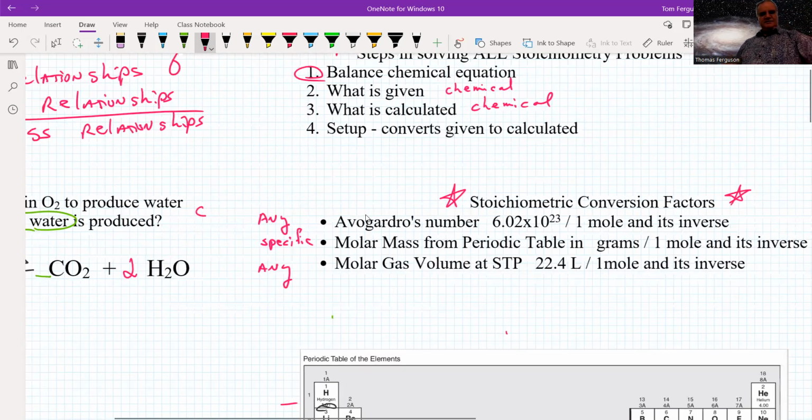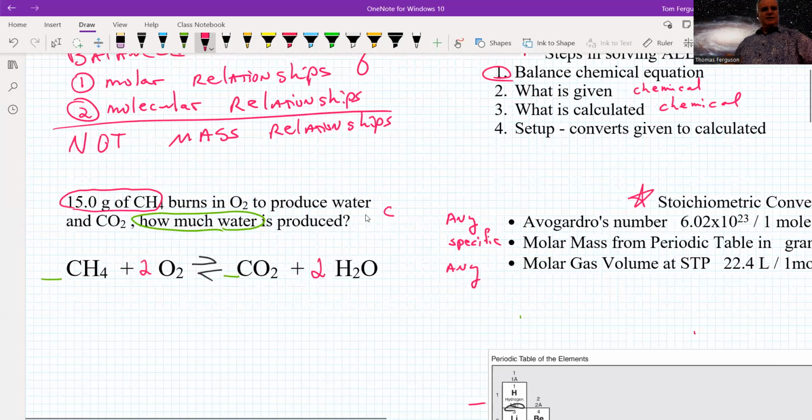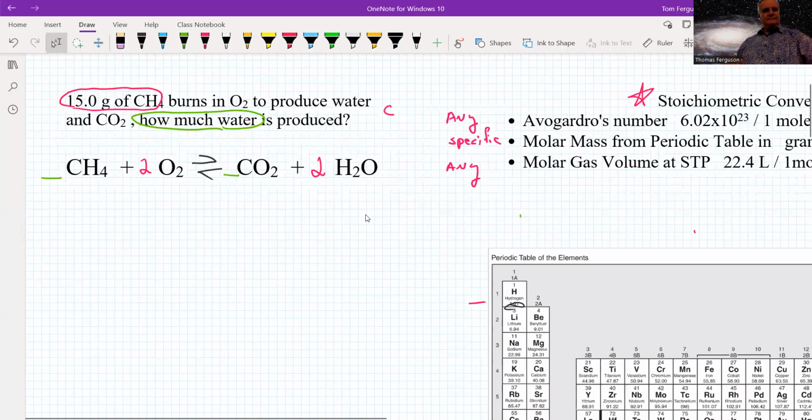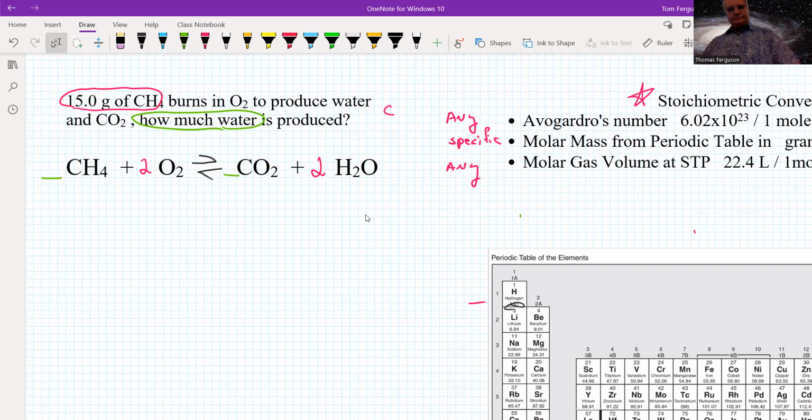Okay, so let's look at a typical stoichiometry problem. We've got 15 grams of methane, CH4. It burns in oxygen to produce water and carbon dioxide. How much water is produced? Okay, so the given is 15 grams of methane.